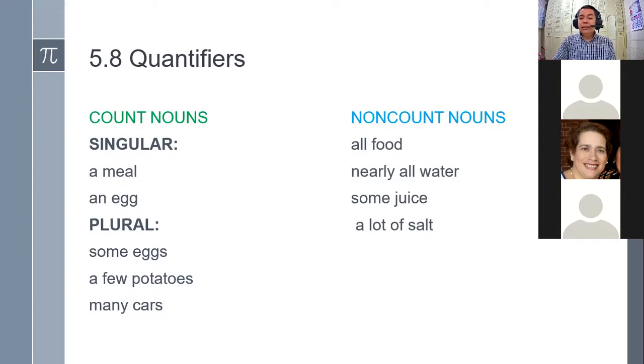Okay, so these, food, water, juice, and salt, are non-count, right? Non-count. They are not separable, no los podemos separar, right? And they are not countable, no podemos contarlo. We cannot say, one water, two waters, three water. No, right? It's incorrect. Okay? Good. And they are only singular. They are not plural, only singular, right? Those are the characteristics of count nouns and non-count nouns, right?